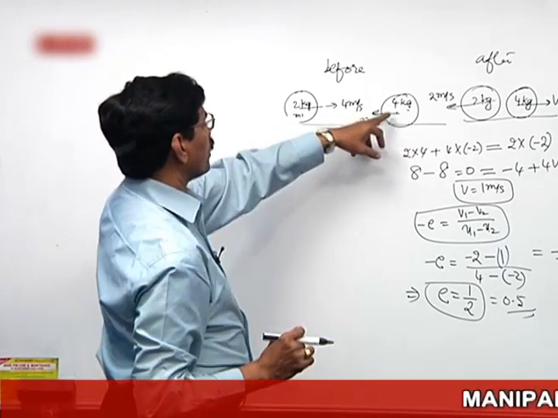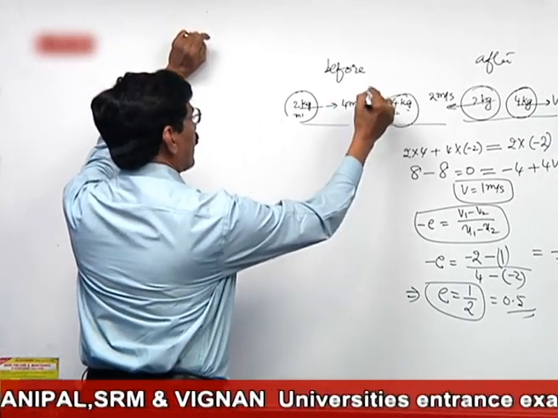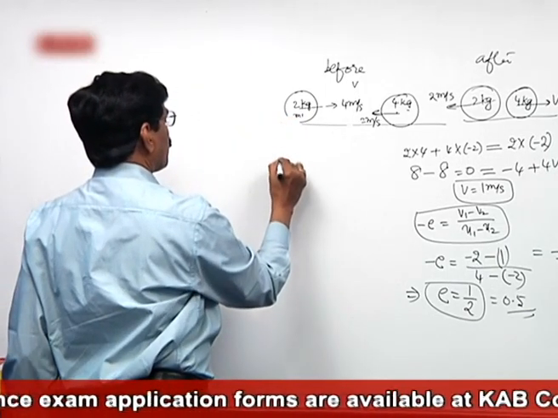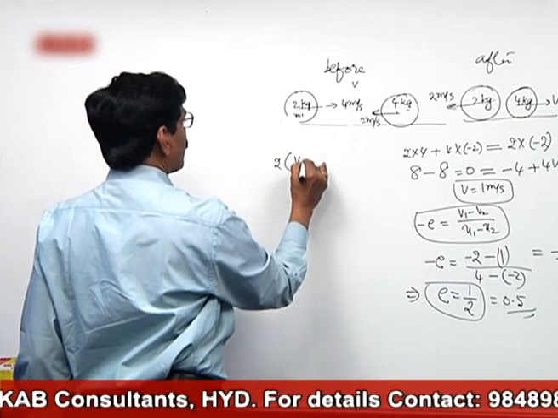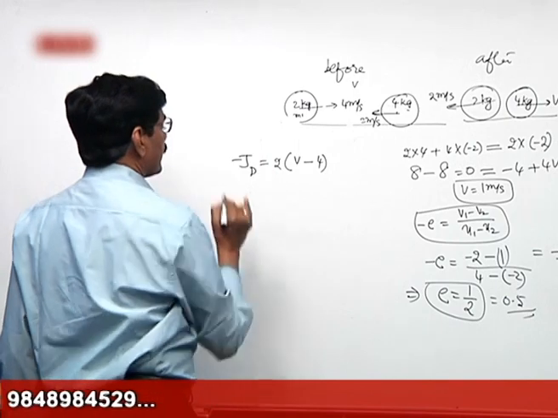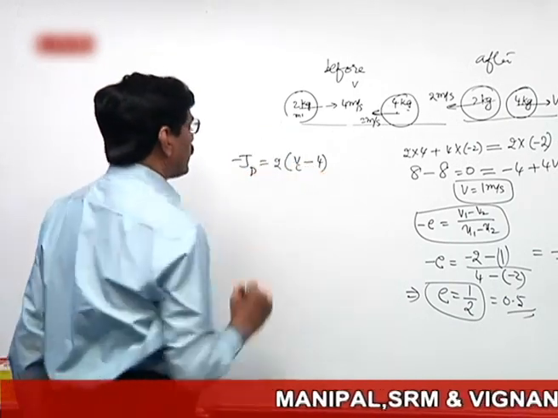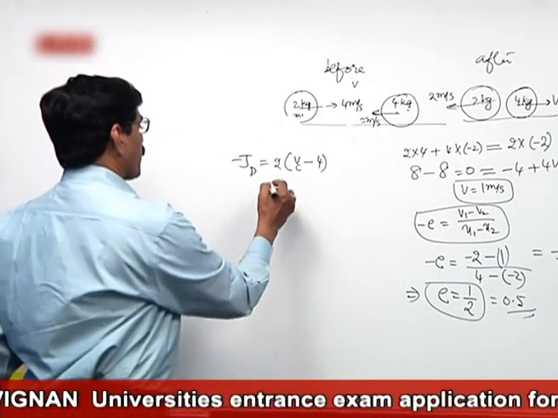Common velocity is going to be maximum deformation. Let V be the common velocity of them. Therefore, 2 kg into (V minus 4) is equal to minus JD. This is what we have. Common velocity V common, let it be 4. That is for the first ball. What about the second ball?